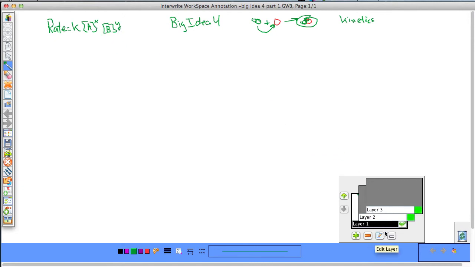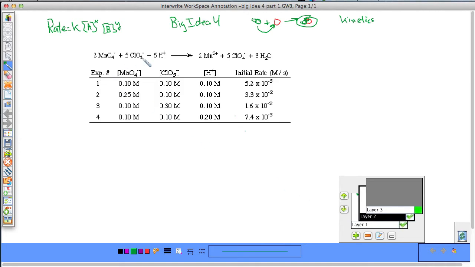So let's go ahead and look at a data set and see if we can do that. Here's a little reaction between a permanganate, a chlorate ion, and a hydrogen ion. It's an oxidation reduction reaction where the manganese is going from a +7 oxidation state to a +2, so it's gaining electrons and getting reduced, and the chlorine here is oxidizing and giving the electrons to the manganese. So we have this little oxidation reduction reaction.